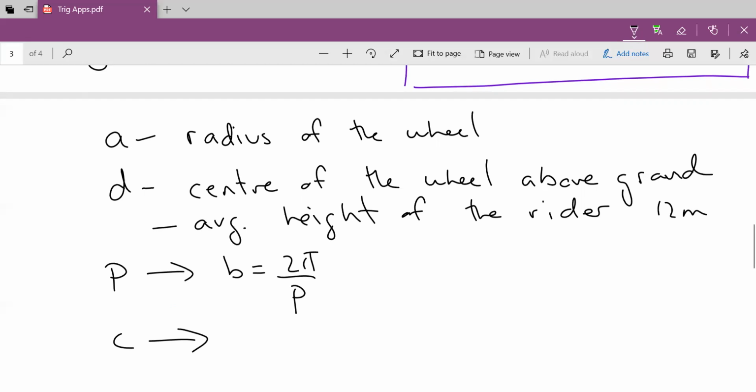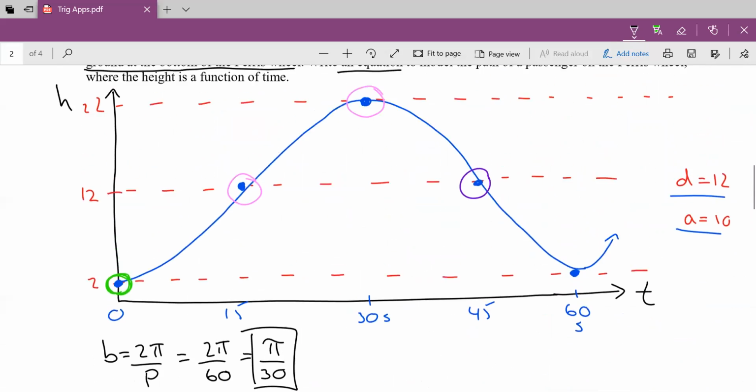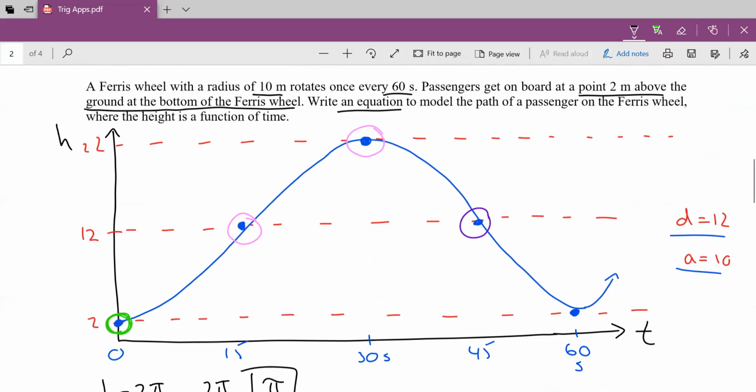There it is, friends. That is the world famous Ferris wheel question, because we all ride Ferris wheels every day. Hope that helped.